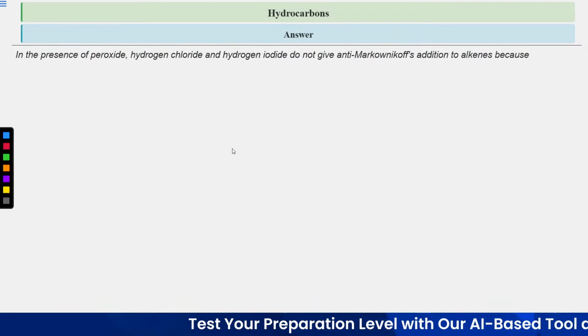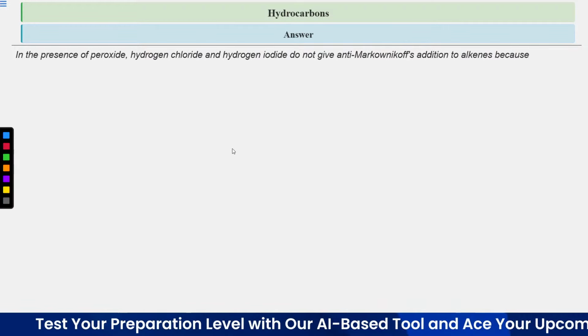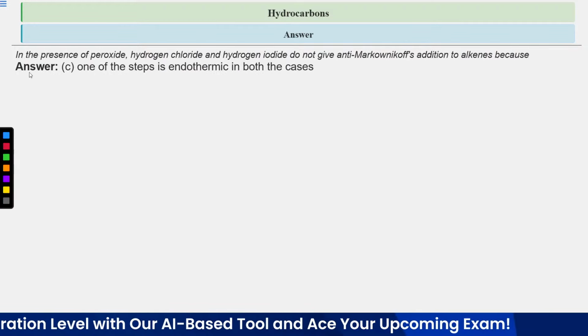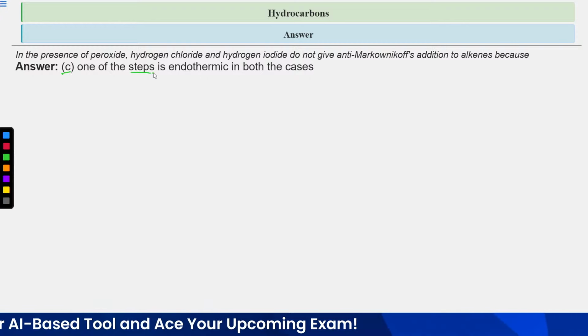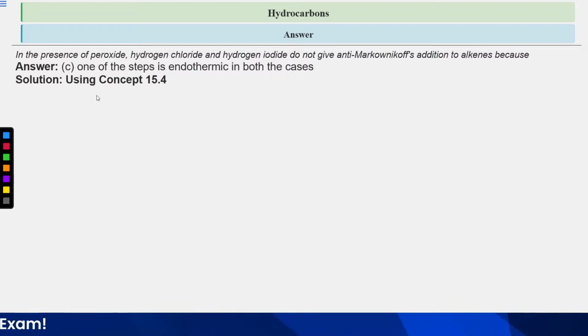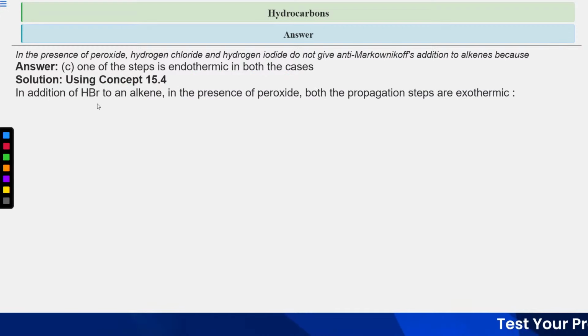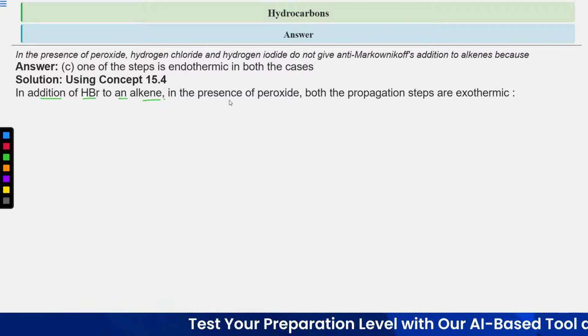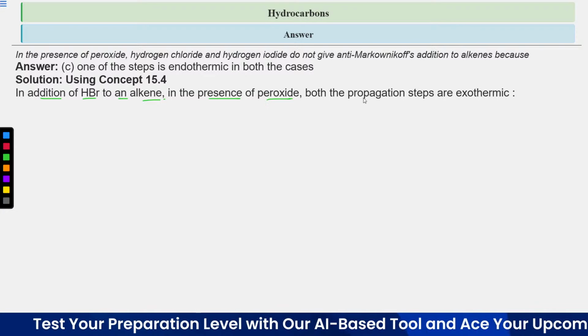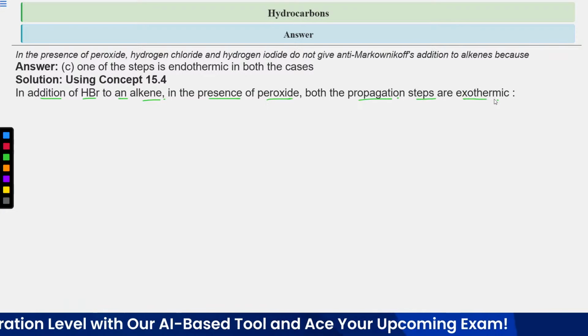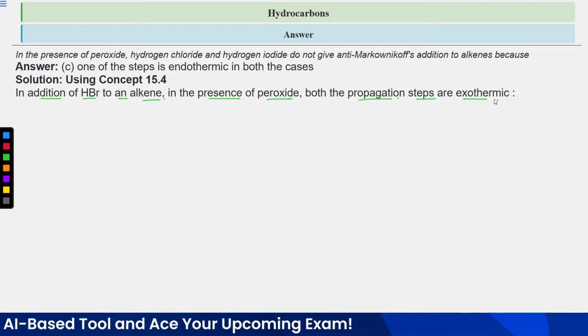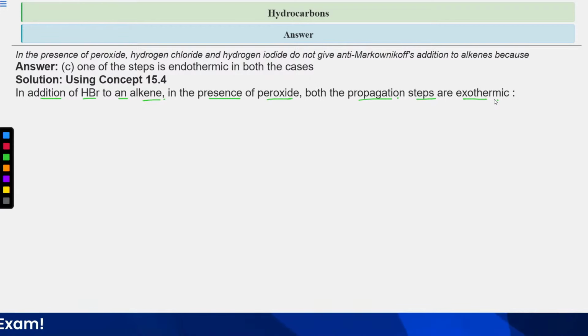So, for the given question, the correct answer is option C, that is, one of the steps is endothermic in both the cases. Using concept 15.4, in the addition of HBr to the alkene in the presence of peroxide, both the propagation steps are exothermic. So, what is the observation? When you add HBr to the alkene molecule in the presence of peroxide, both propagation steps are exothermic.